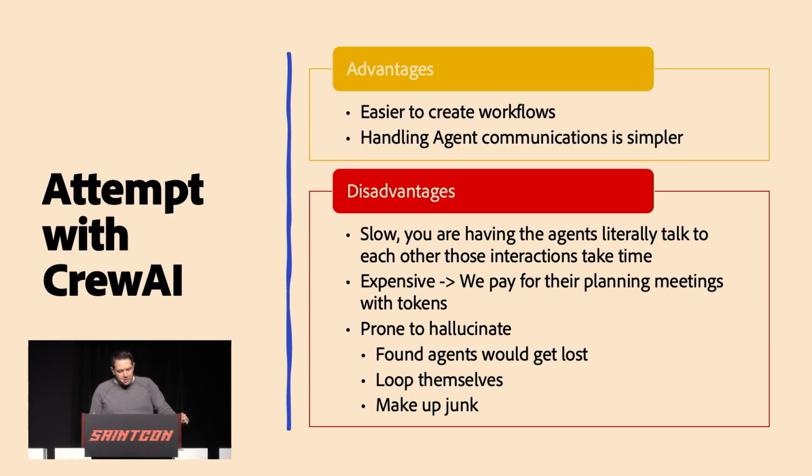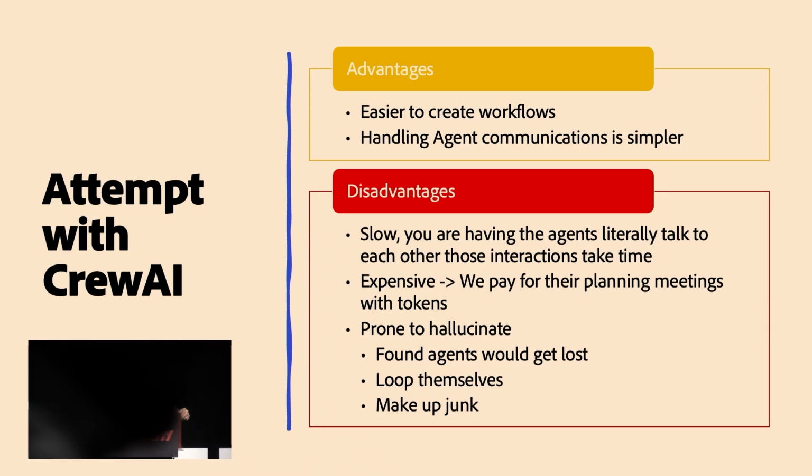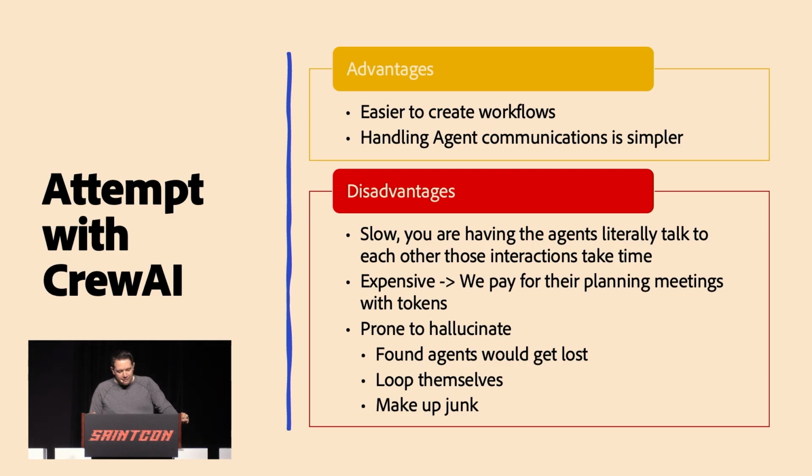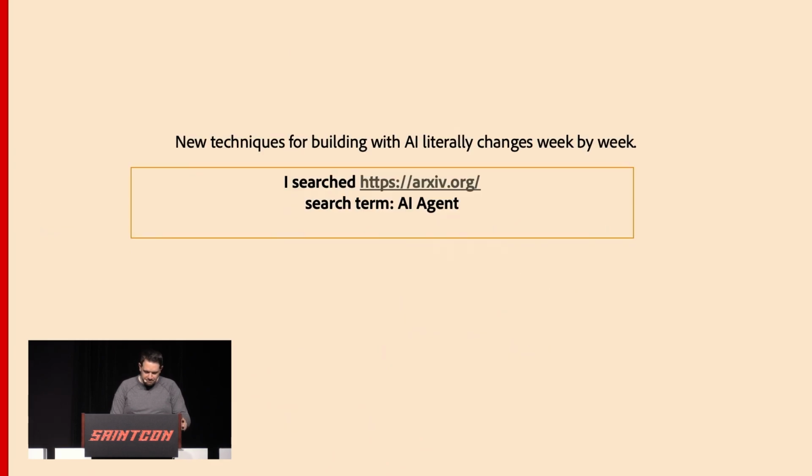I found that it was prone to hallucinating just because of the amount of talking that would go back and forth. I found that agents would get lost, loop themselves, make up junk. And I will be clear, that's probably because I wasn't doing it right at some point. I'm sure if you talk to the reps at CrewAI, they would do a magnificent job of showing you how it works. For me, I was like, no, I need to do something else.